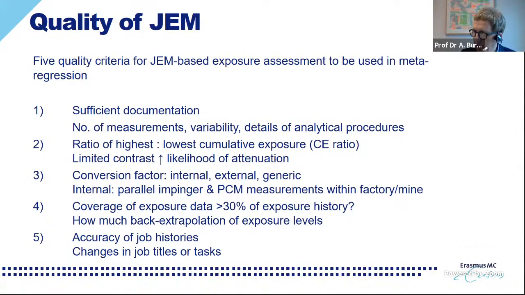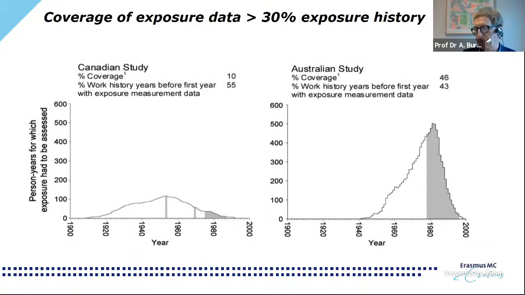The fourth one is more generic. So how much of the exposure data is actually covering the total exposure history of the workers? So is the exposure data that you have over a particular time period reflective of the total exposure history in your study? And then the accuracy of job histories. I'll just pick one example, the coverage of exposure data, to show you what happened.